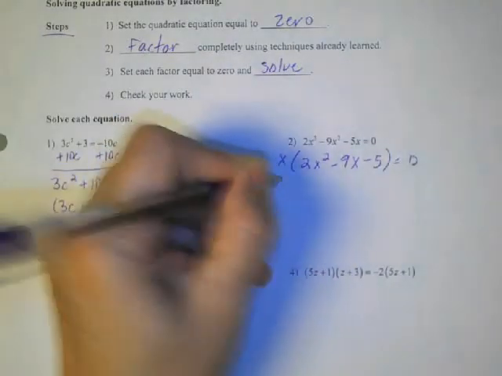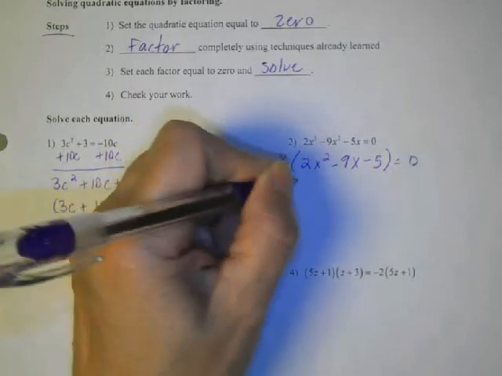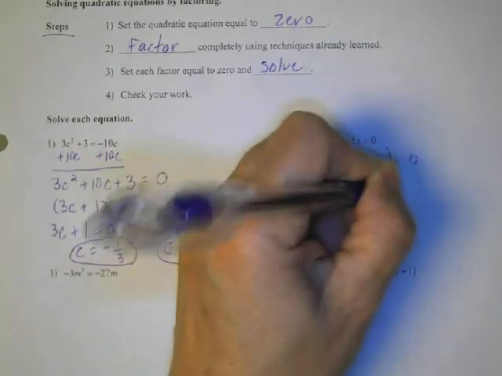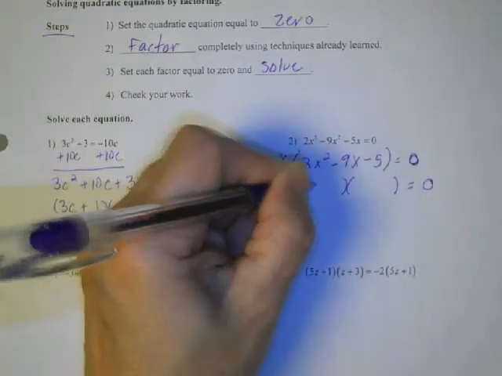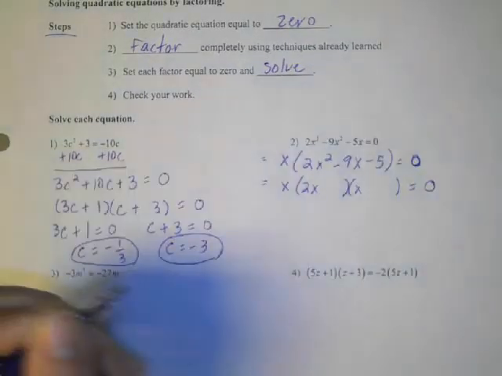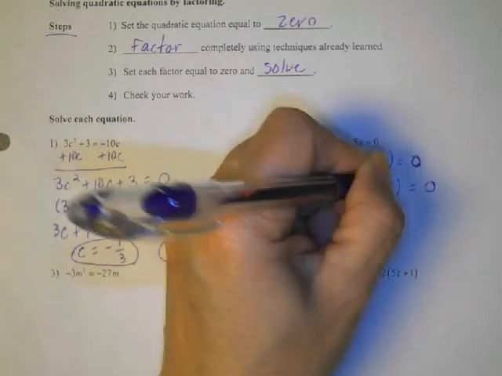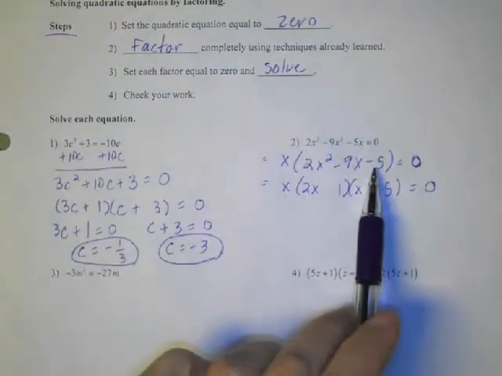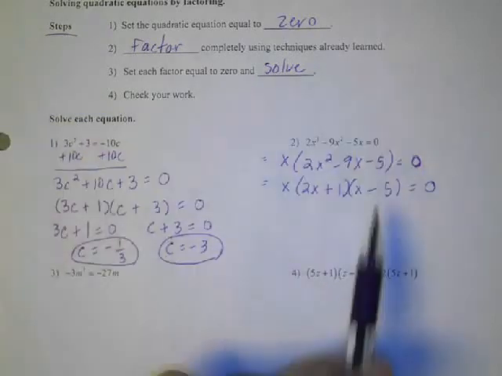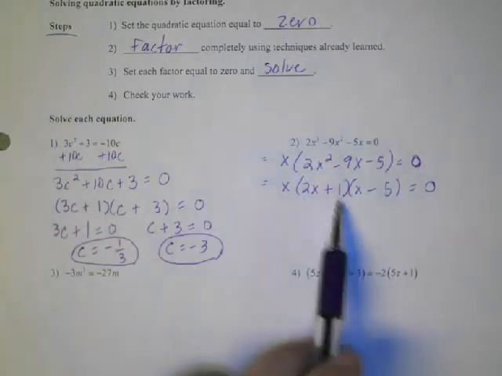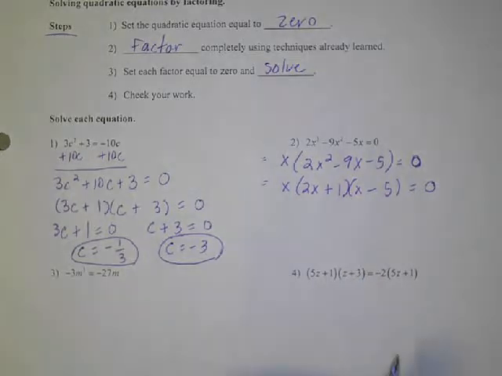I'm going to continue factoring. X, and I'm going to do 2 sets of parentheses. So I'm going to do 2x and x, and I'm going to do 1 and 5. My negative here means my signs are different. I'm going to do plus 1 minus 5. That'd be negative 10 plus 1 is negative 9.